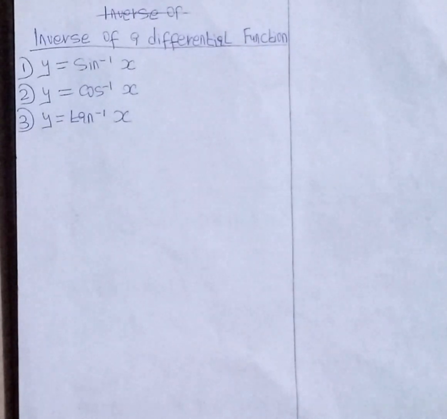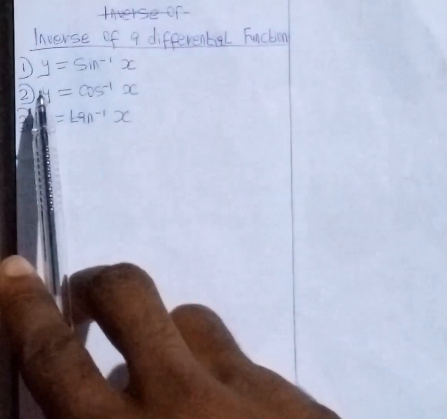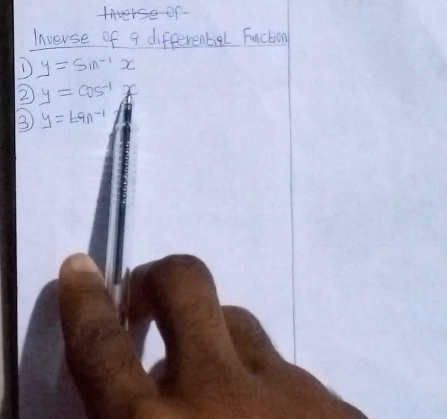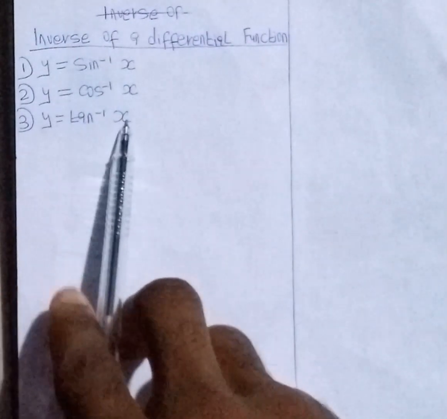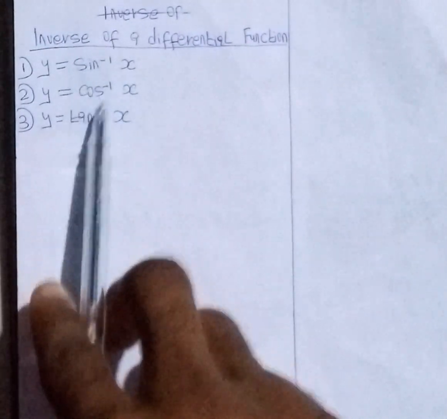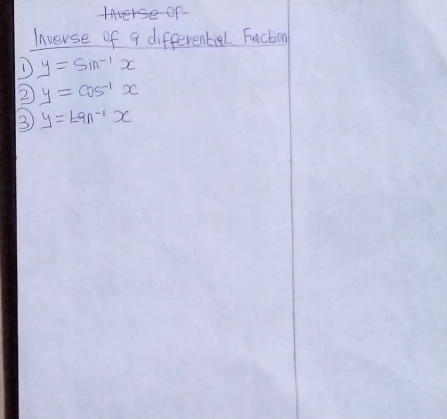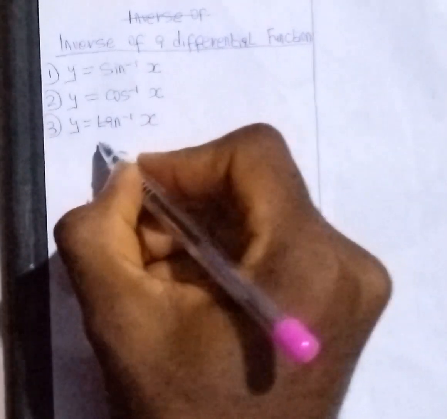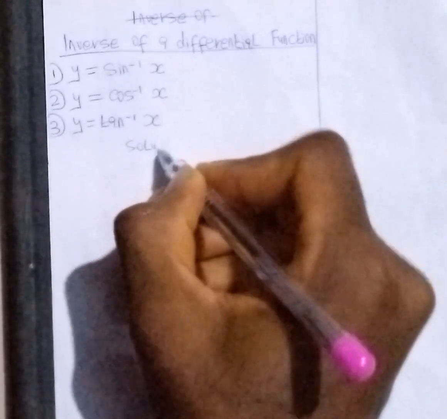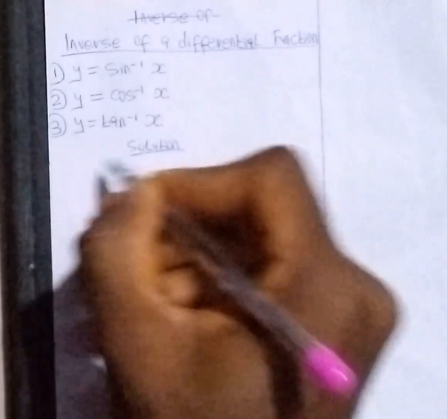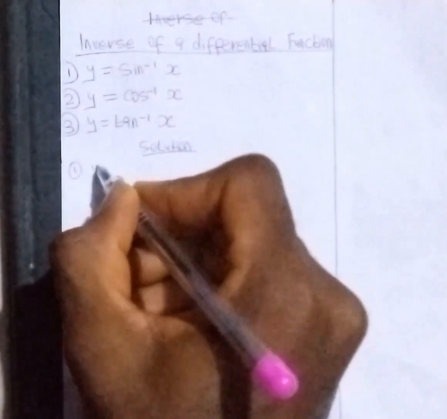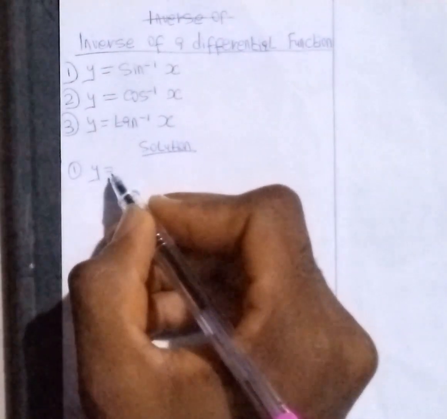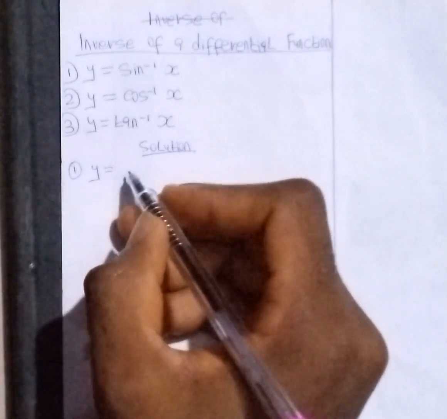Okay, we have three questions: y equals sine inverse of x, y equals cos inverse of x, and y equals tan inverse of x. So I'll be taking them one after the other. So for the first one, y equals sine inverse of x.